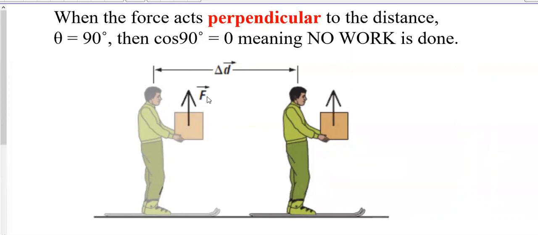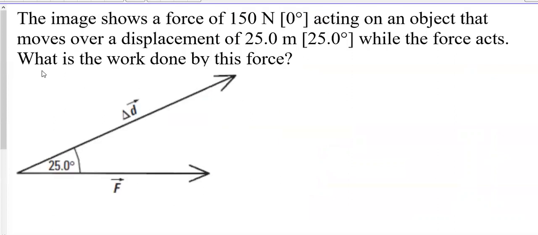So because of that, this force right here, holding the box up, is not contributing to any work. One way you can also look at it is you have a 90-degree angle between the force vector and the displacement vector. Whenever you have a 90-degree angle, you have a perpendicular force, and perpendicular forces do not do any work on a system. So no work is done here in this scenario.